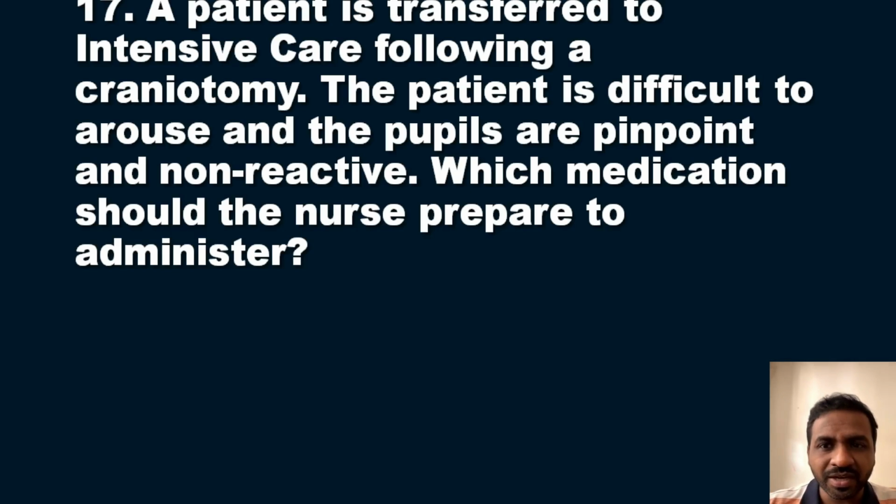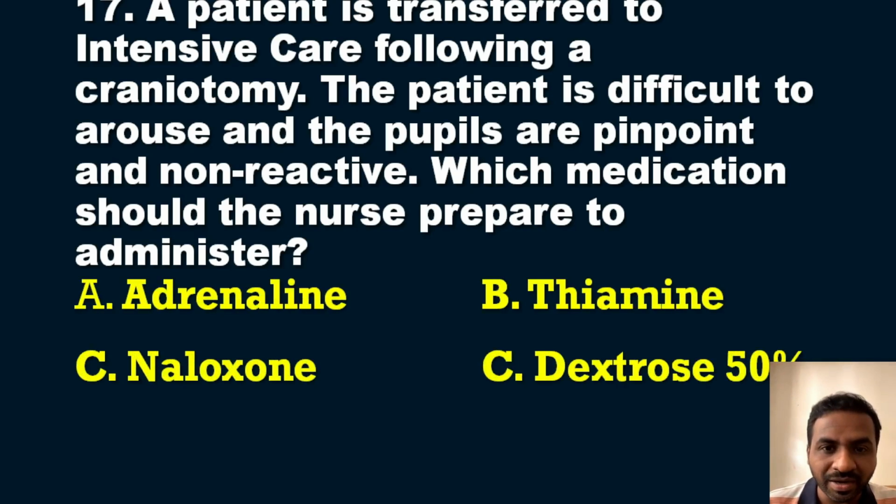It's a simple question, and the options are: option A, adrenaline; option B, thiamine; option C, naloxone; and option D, dextrose 50%. So what is the answer for this question? Pinpoint pupil, non-reactive pupil, difficulty to arouse, these are the key points, and the patient is coming after craniotomy. These are the clues, and the answer for the question is obviously option C, that is naloxone.